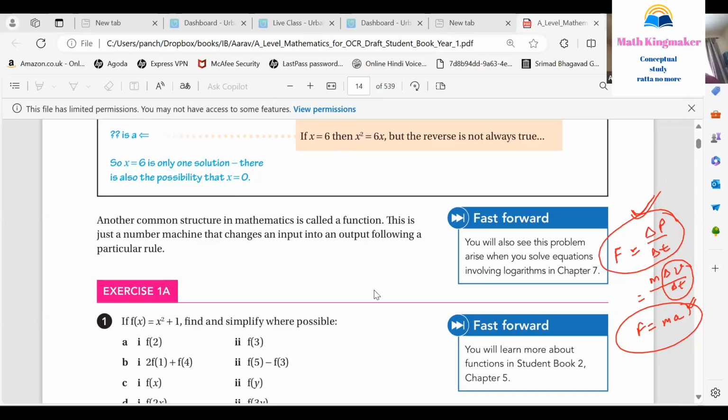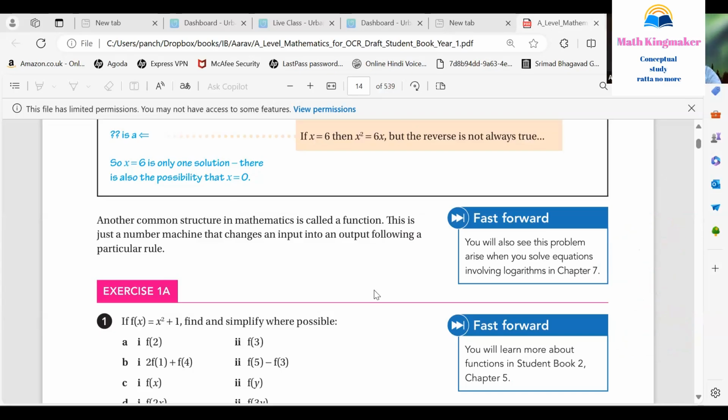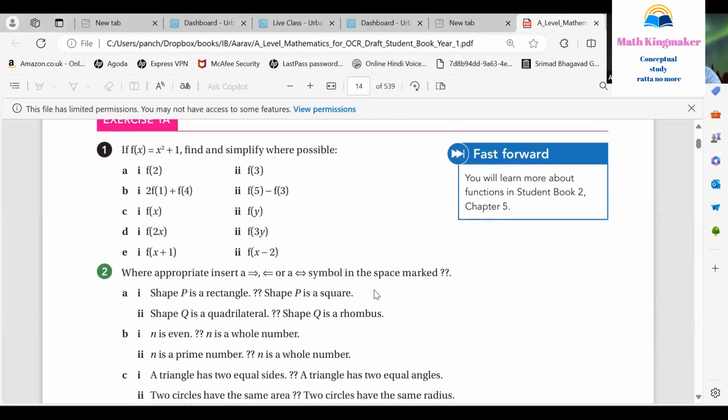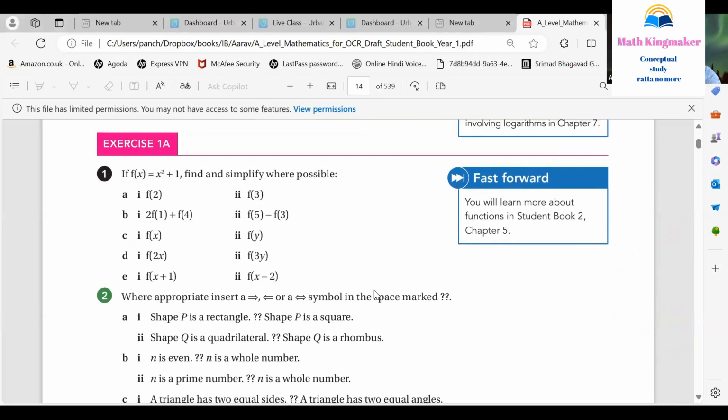So exercise 1A, just do it. Now it's your turn. Which question? All of them? Okay. If f of x equals x squared plus 1, find and simplify where possible.